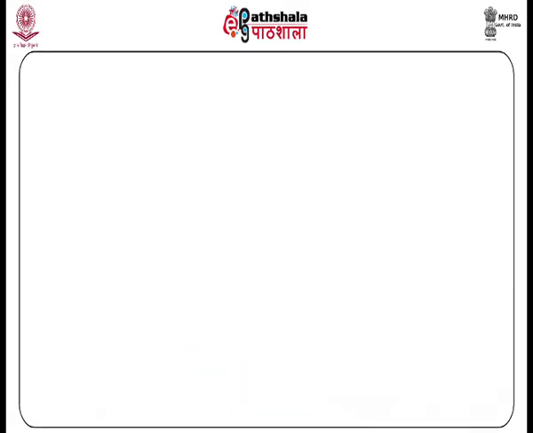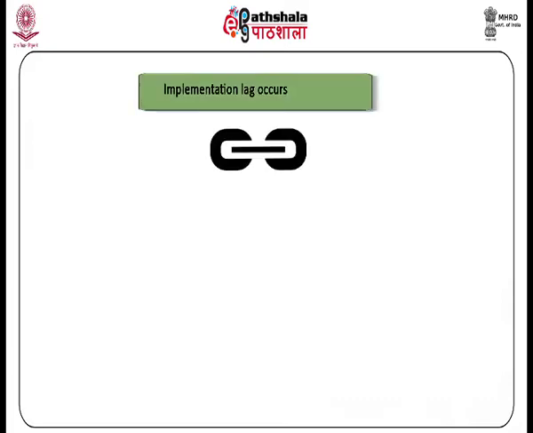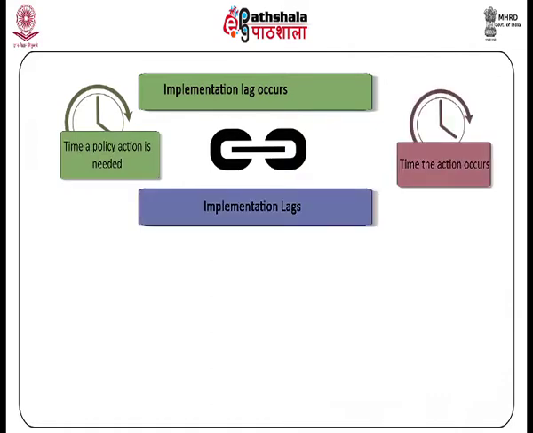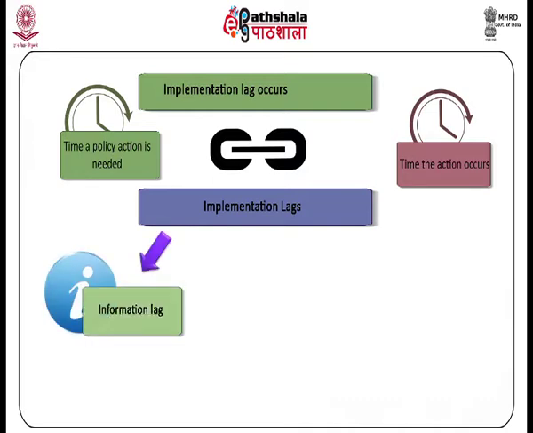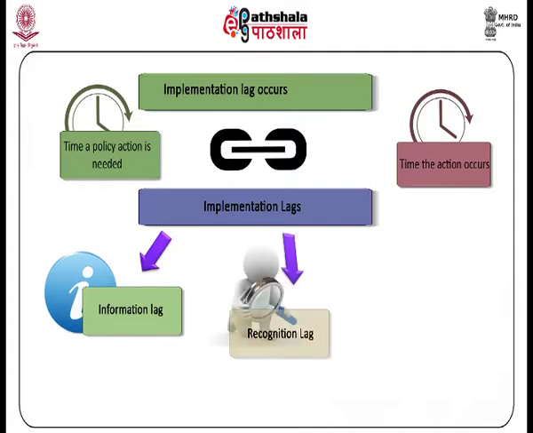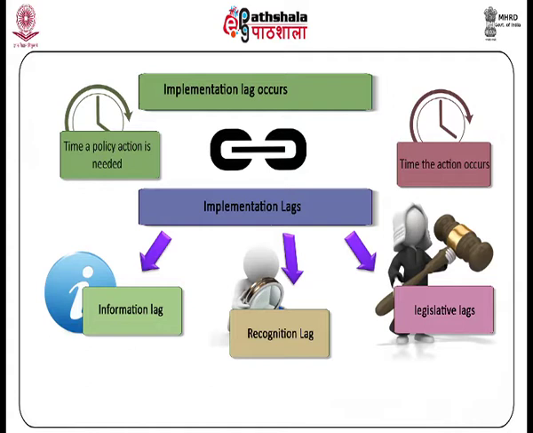There are a number of sources of lags between the occurrence of an event that brings forth a policy response and the eventual response of the economy. First is implementation lags. Lags occur between the time a policy action is needed and the time the action occurs. It can be divided into three categories. The first category is information lags. Lags in the availability of information about the state of the economy. The second is recognition lags, or lags in the recognition by the monetary policy maker that a policy action is needed based on the information available to it. The third is legislative lags. Lags in the enactment of the appropriate legislation needed for a policy action to occur.